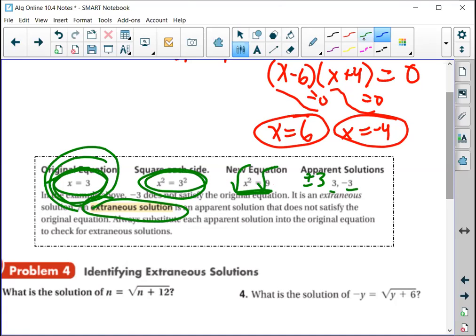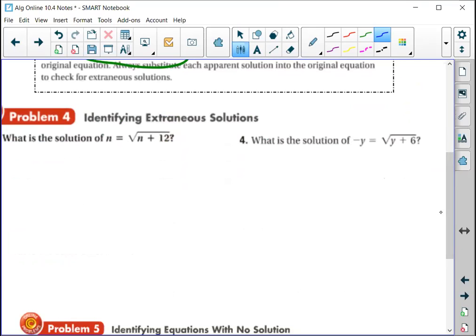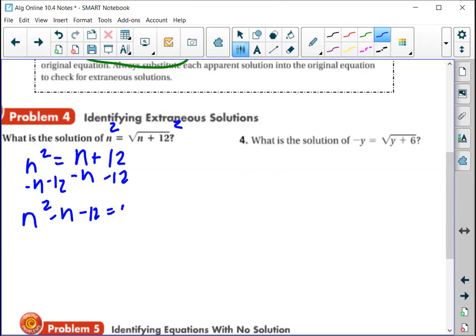So now we're actually going to start to check our work, and I'll go through that process a little bit more in depth. For this first problem, we're still going to go through those same steps as we had been on the previous page. So we are going to make sure the square root is alone, which it is. So we're going to square both sides. That gives us n squared on the left side, and then on the right side, the square root cancels out, so we just have n plus 12. Now again, we want everything equal to 0 because this is a quadratic, so we're going to subtract n and subtract 12 from both sides to get n squared minus n minus 12 equals 0.